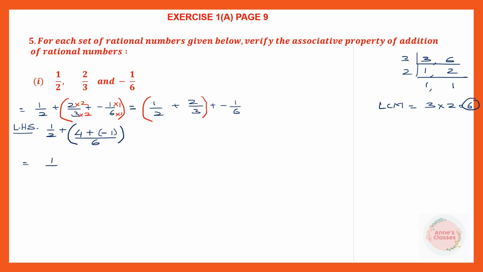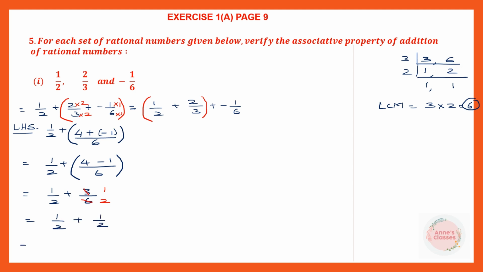Now let's continue. 1 by 2 plus, let's work out what's within brackets now. 4 minus 1 by 6. Close brackets. Then it becomes 1 by 2 plus 4 minus 1 is 3, 3 by 6. Now you can continue this way itself, or you can even reduce this to the lowest term. So let's try and reduce it. 3 1s are 3, 3 2s are 6. So now this has become 1 by 2 plus 1 by 2.